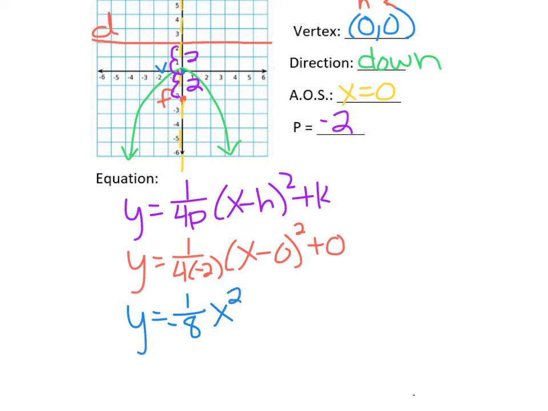So if you have extra stuff, just get rid of it. If you have something like a double negative, change it to a positive. If your k value is negative, you don't have to put plus negative. You can just put minus. And then multiply 4 times whatever your p value is, and that's basically it. So this is my equation.